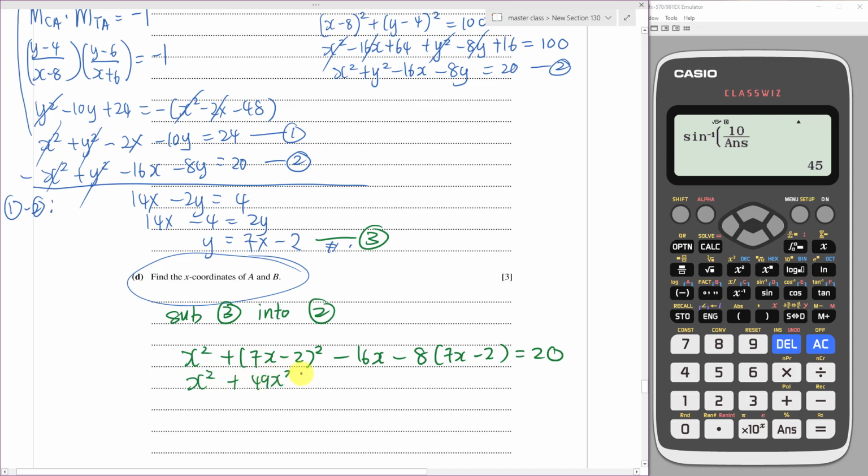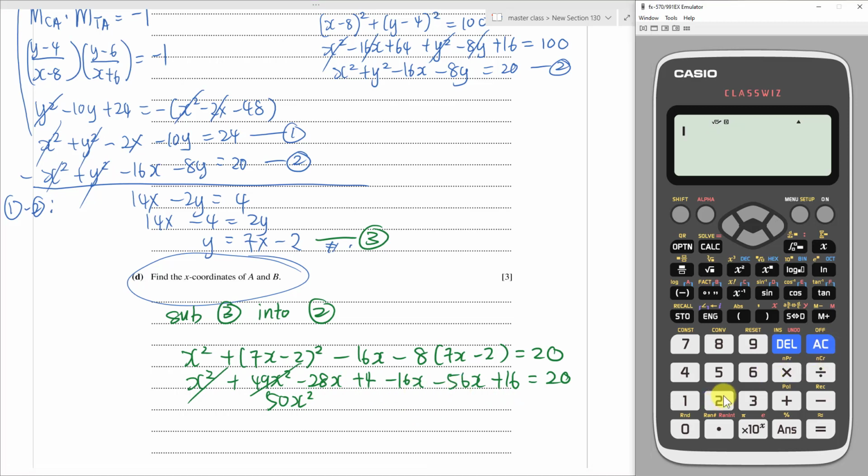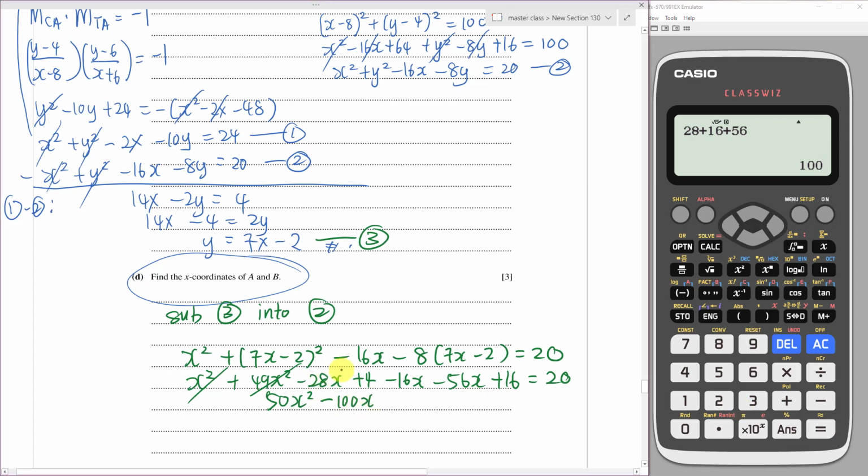This is 49x squared and then minus 28x plus 4 and then minus 16x, and then this one will be minus 56x plus 16, equals 20. Alright, then I will solve the x squared. This is 50x squared, and then I will solve the x terms. Everything is negative, so it's minus 100x for these 3 terms, and then here it is 20 equals 20, so I just cancel it out, so equals 0.